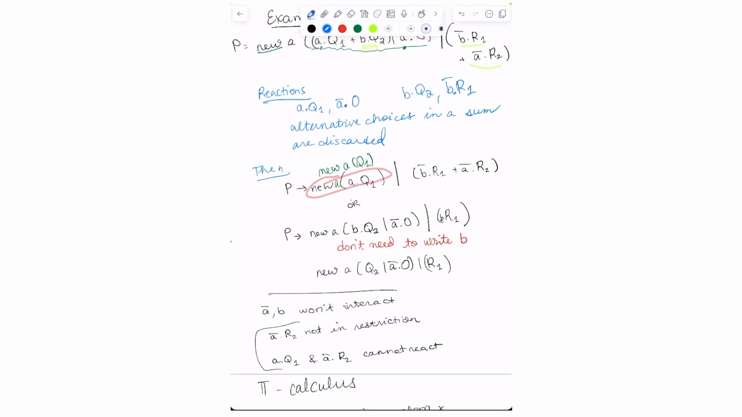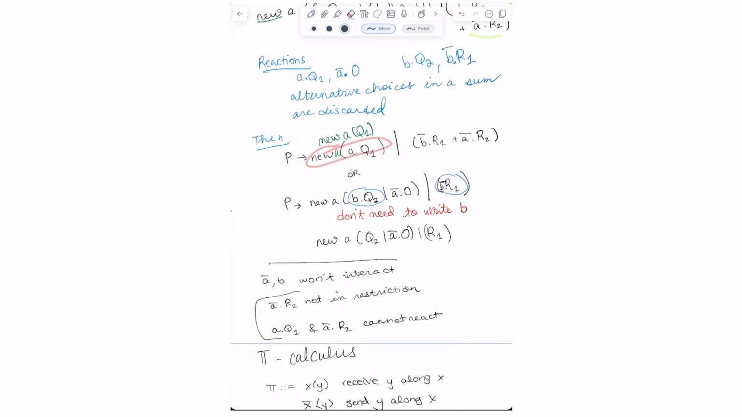And then also because I have this here and this here, I'm left with the process. Oh, I think that should be B bar. Yeah. So you don't need to write the B. So you're just left with Q2 and R1, but that A bar is left over because it had nothing to react with, which probably would help if I actually scroll properly on the page.